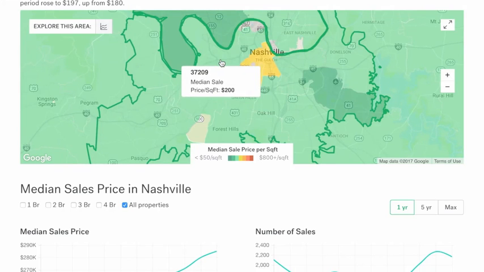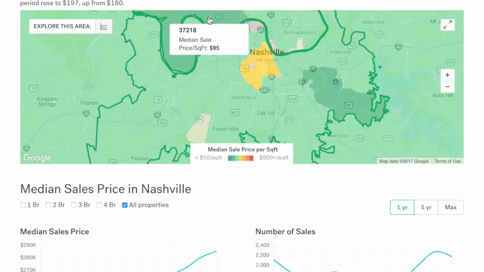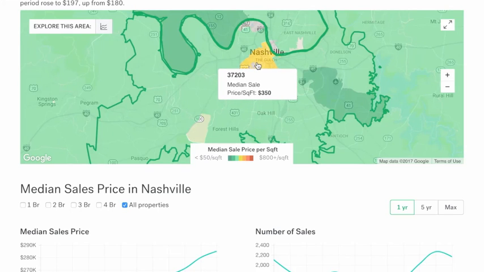Whereas if I go over here, look at this one. 37218 is 95. So a house that's 2,000 square feet in that zip code times 95 is 190,000. So the same square footage home here is worth 190. Down here, it's worth 700. That's real estate, right? Market, market, market, or location, location, location, right? So that's how we look at that per square foot.